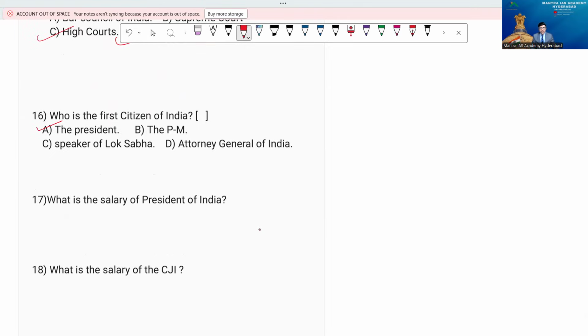My friends, the 17th question: what is the salary of the President of India? It's a general question, of course. I will tell the answer now: it's 5 lakh per month. This was amended in 2018. From 2018 onwards we have this salary, but before that it was 1.5 lakh per month.